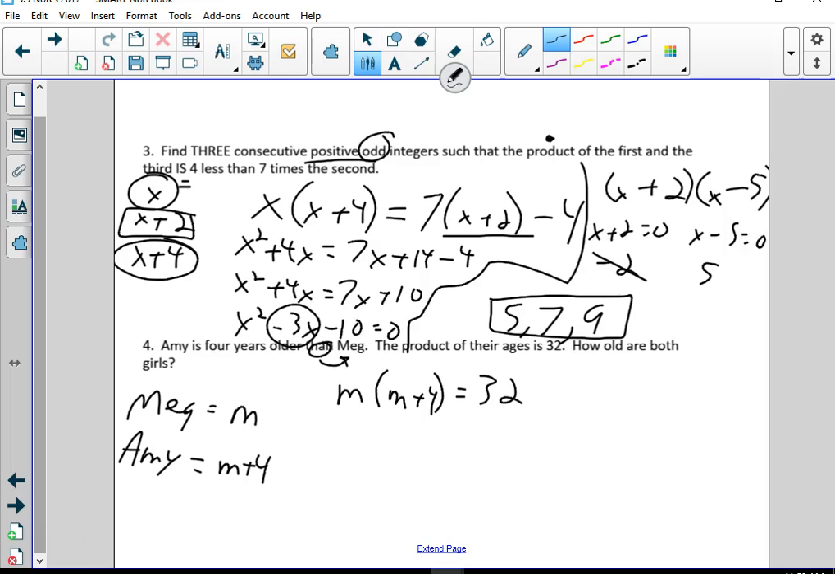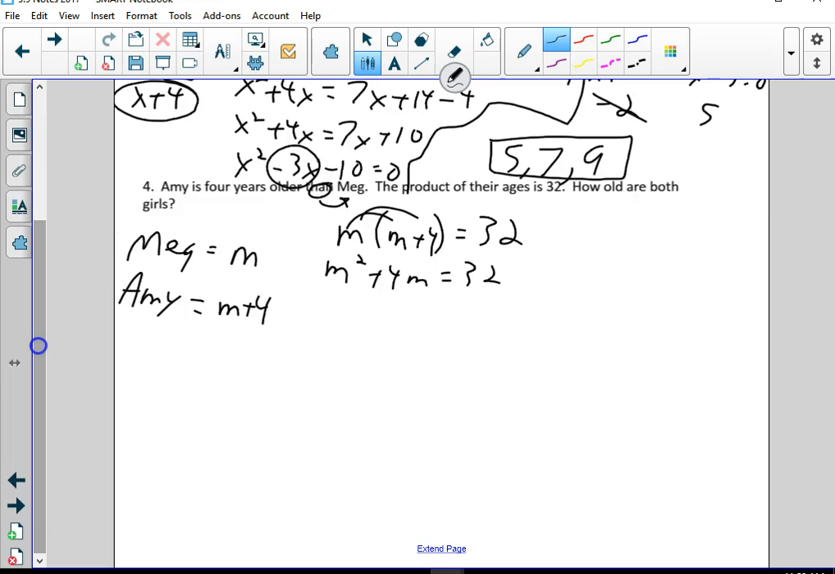So this is going to be just like number 1. We're going to distribute the M. M squared plus 4M equals 32. Move the 32 over. And now we're going to factor. We need two numbers that multiply to give me 32 that differ by 4.